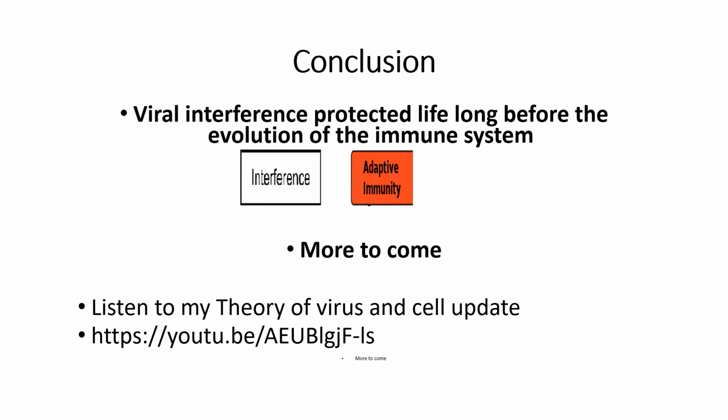So what can we learn from these experiments? Viral interference protected life long before the evolution of the immune system.